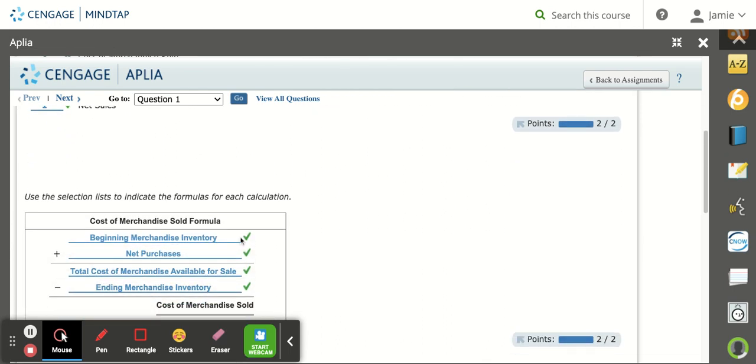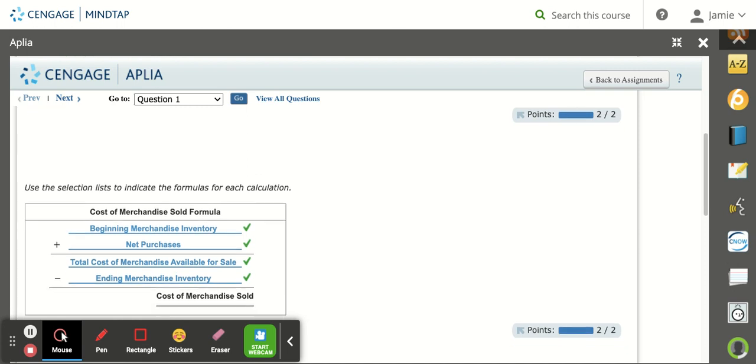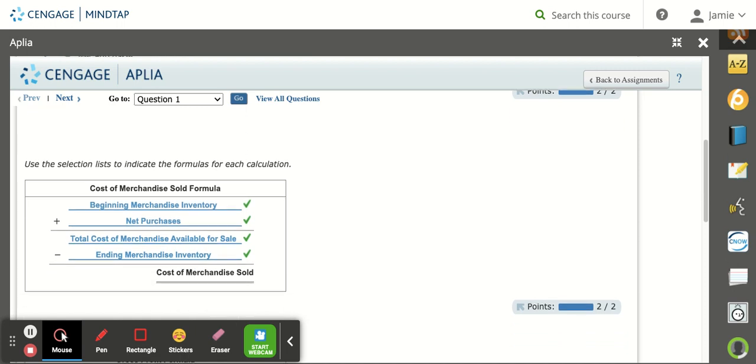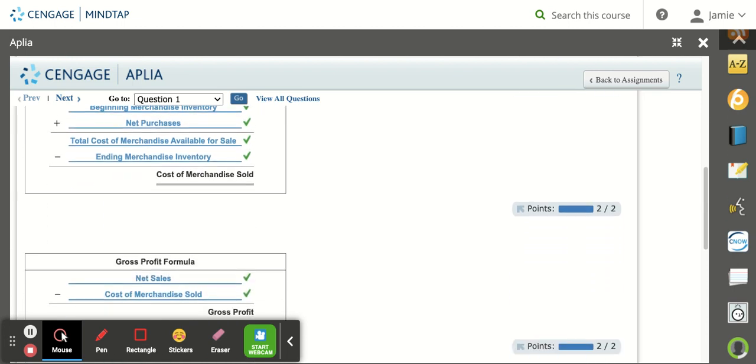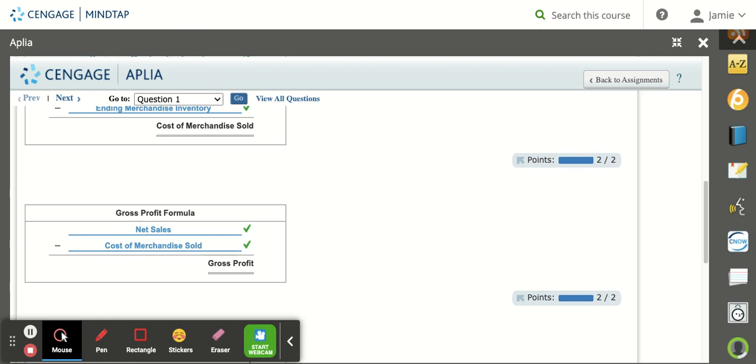The cost of merchandise sold formula, we take our beginning merchandise inventory plus any purchases that we make, and that gives us the total cost of merchandise available for sale, and then we subtract our ending merchandise inventory. And that's the cost of merchandise sold. Gross profit is net sales minus cost of merchandise sold.